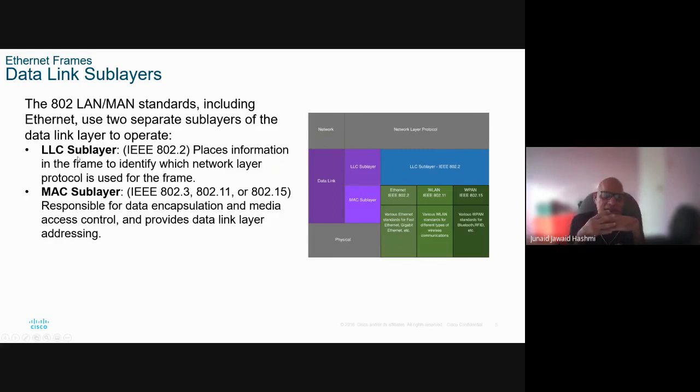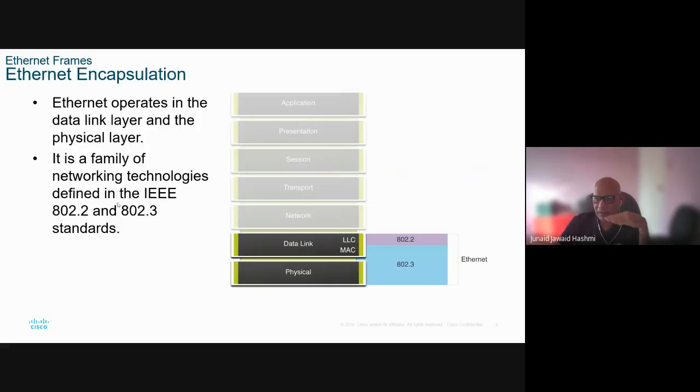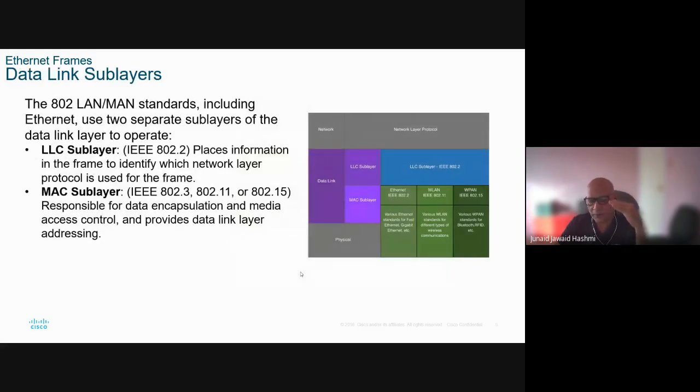So LLC mostly deals with the software, or deals with the network layer, because if you can see here, the data link layer is just below network and just above physical, in between the network and physical layer. So to make it easier, think LLC deals with the network layer and the MAC sublayer works with the physical layer. So LLC is mostly software, and it identifies which layer 3 protocol is used for the frame, either TCP/IP version 6 or version 4.